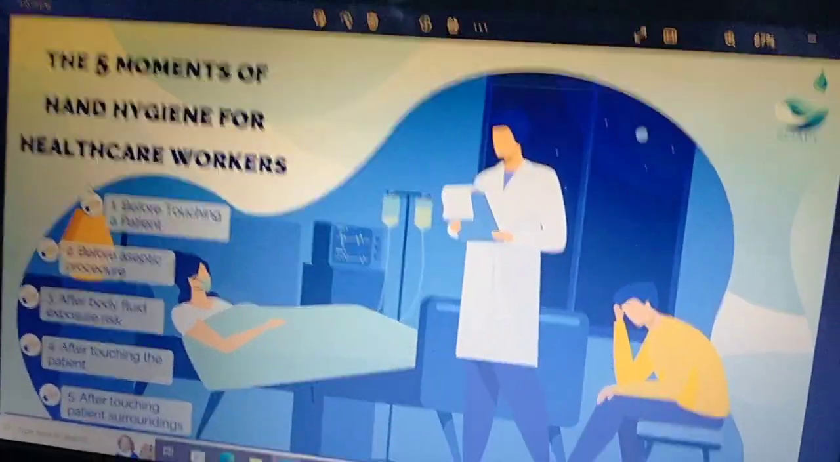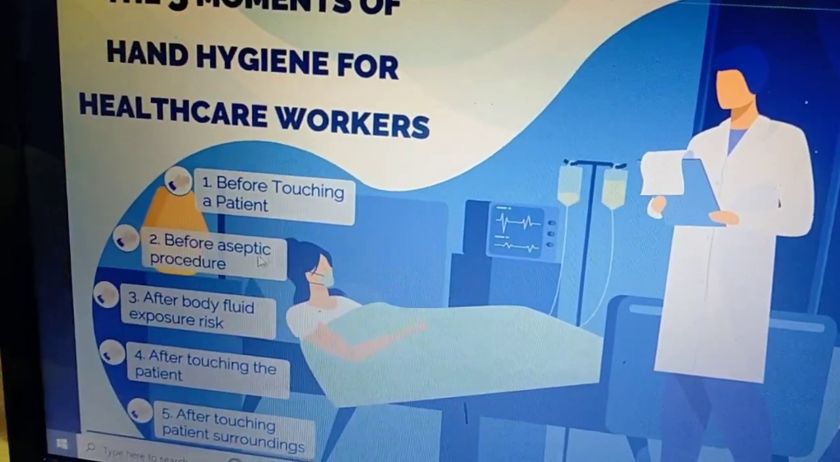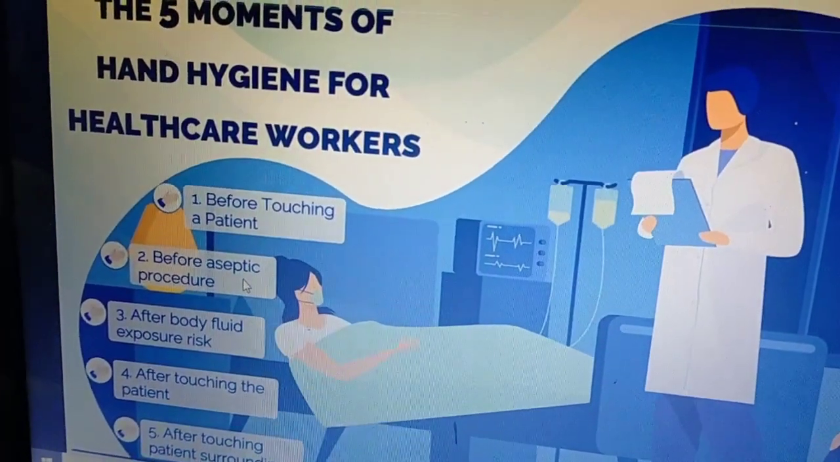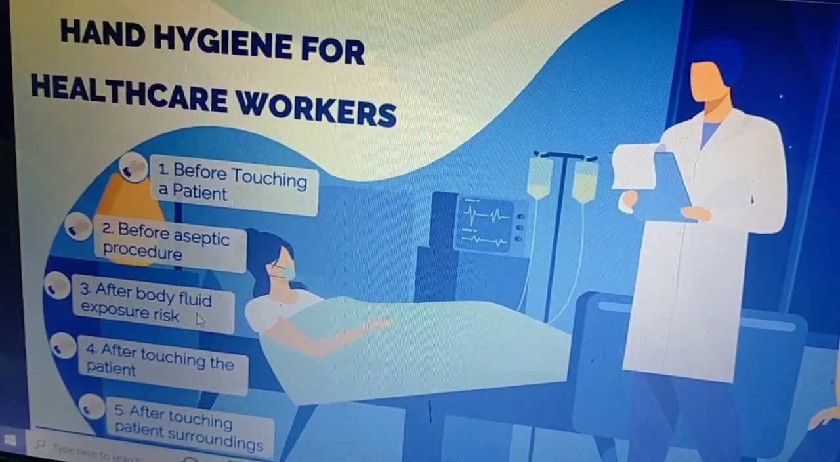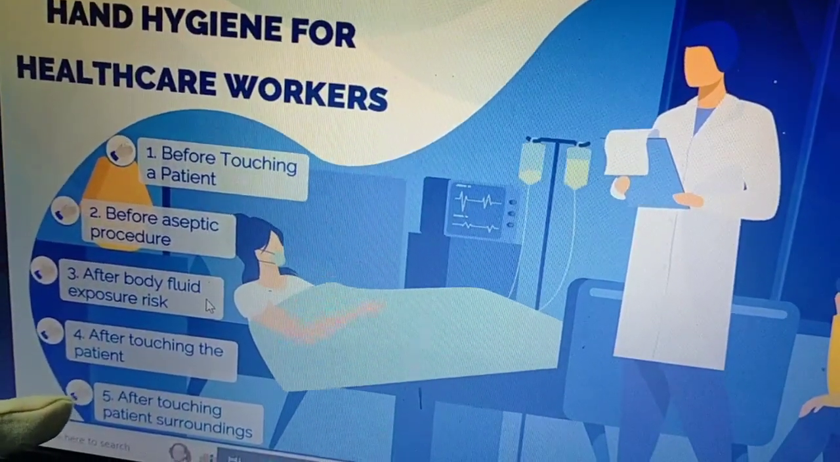The first one is before touching the patient. Then next is before performing any procedure over the patient, any aseptic procedure over the patient. Third is after exposure to the body fluids. Then next is after touching the patient and after touching the patient's surroundings.